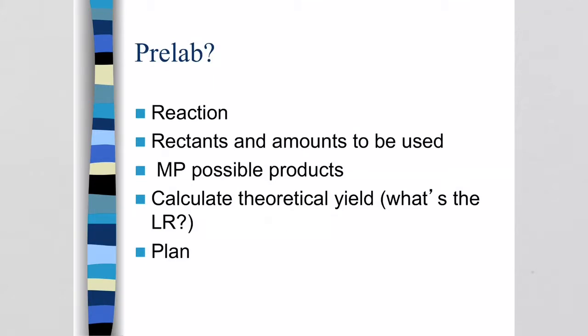I'll mention this really quickly. What's in the pre-lab? Y'all are getting really good at this. That's awesome. You need the reaction, the reactants, and the amounts to be used. You should look up the melting point of all the possible products. Calculate theoretical yields. Spoiler alert here, the limiting reagent is the methyl benzoate. And as always, have a plan or outline for what you're going to do.